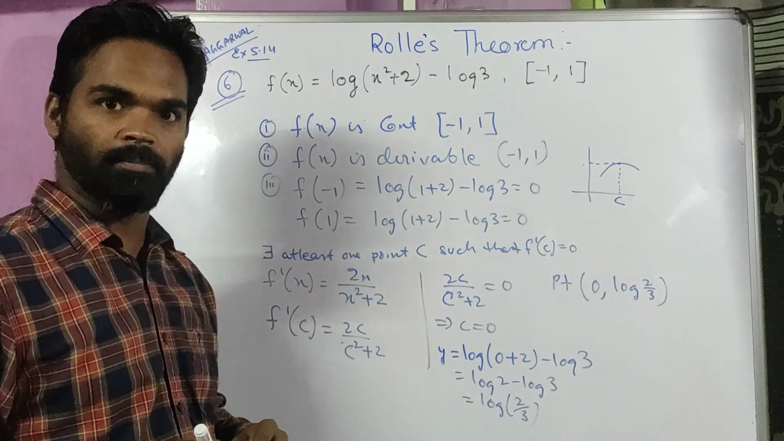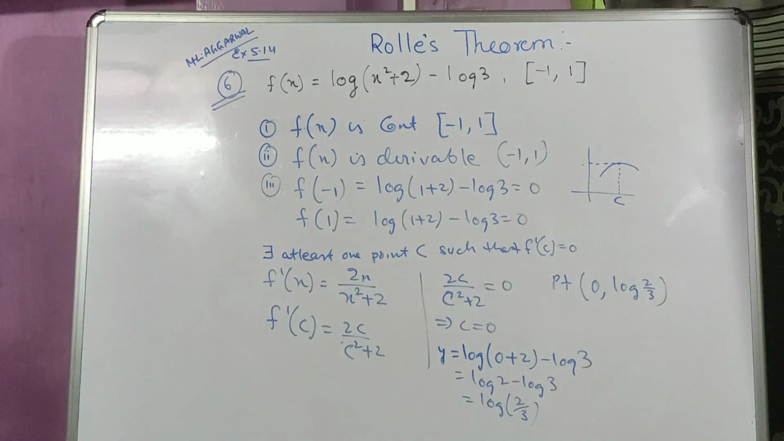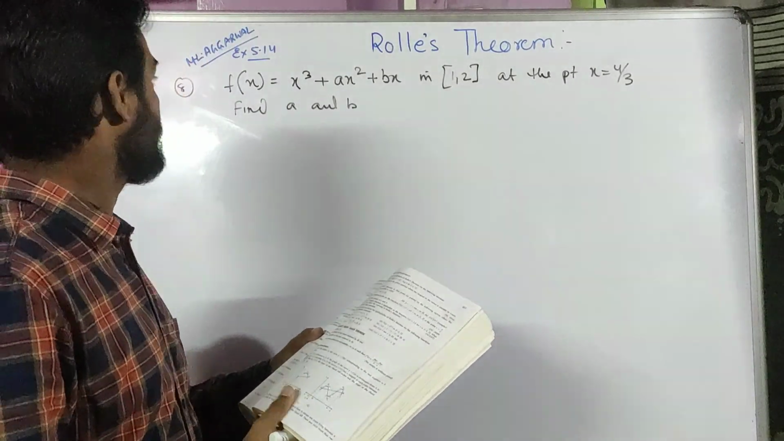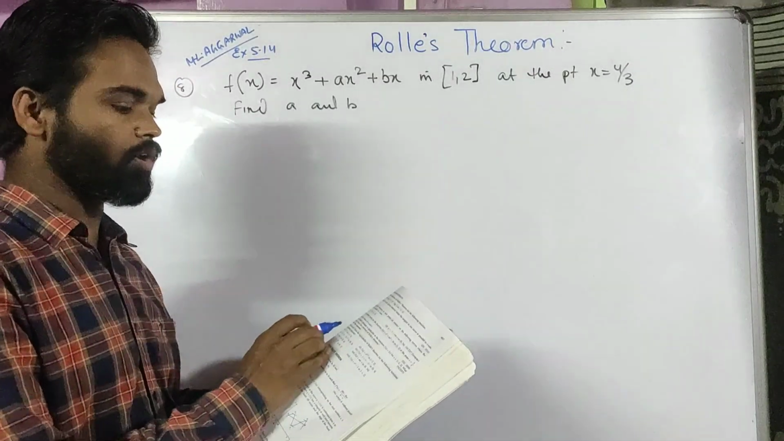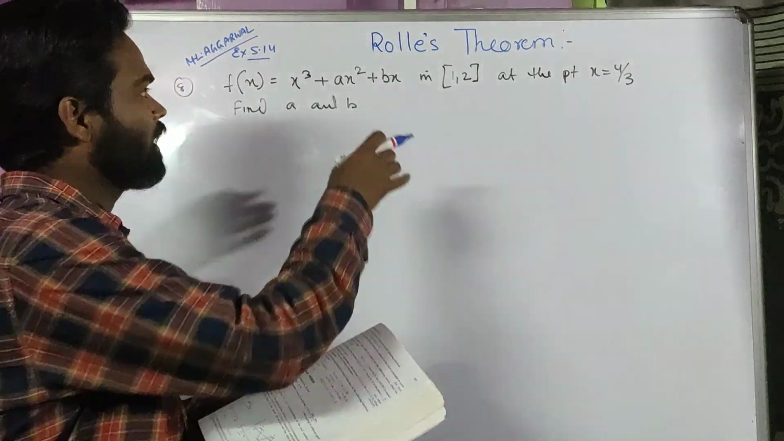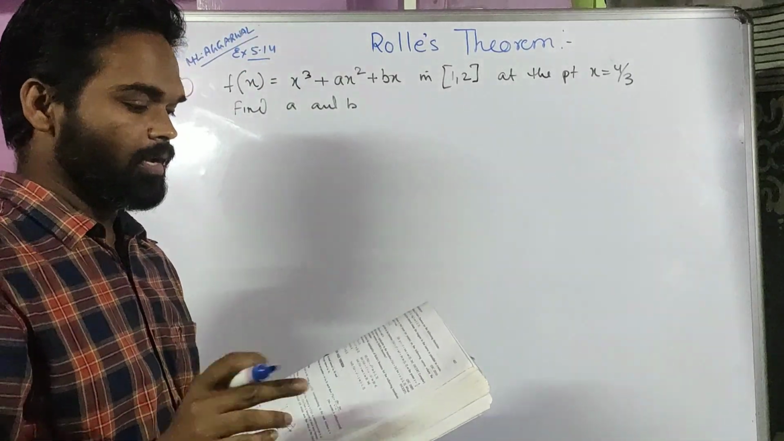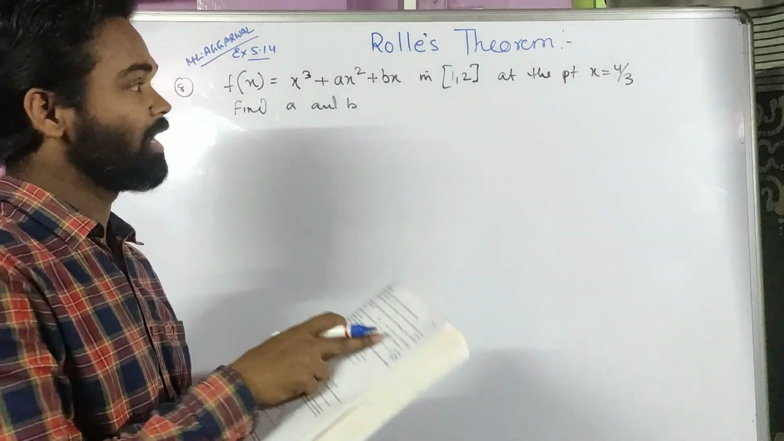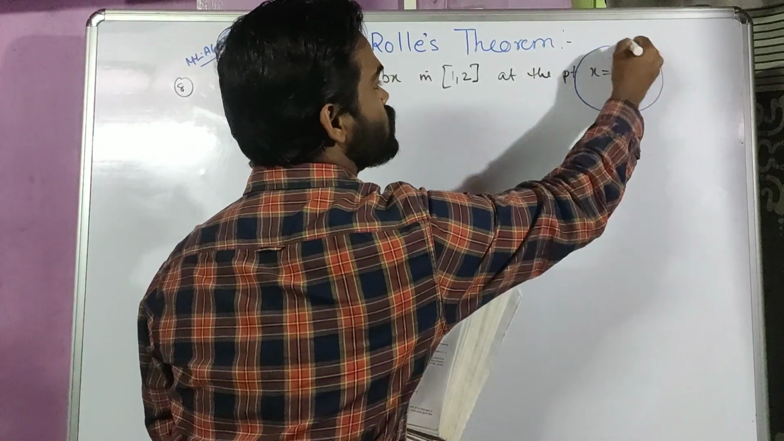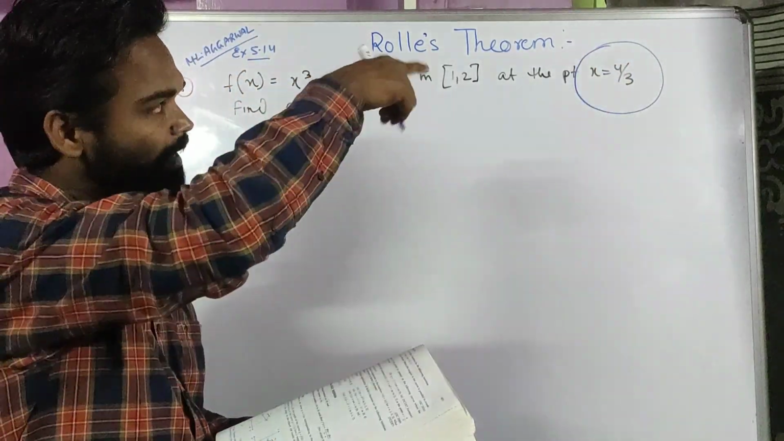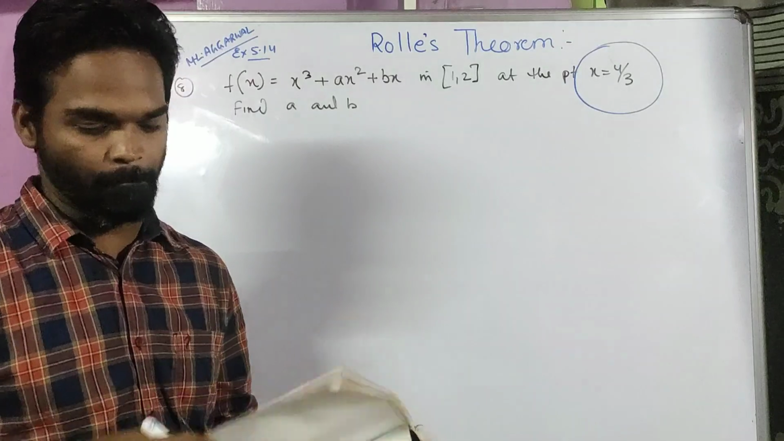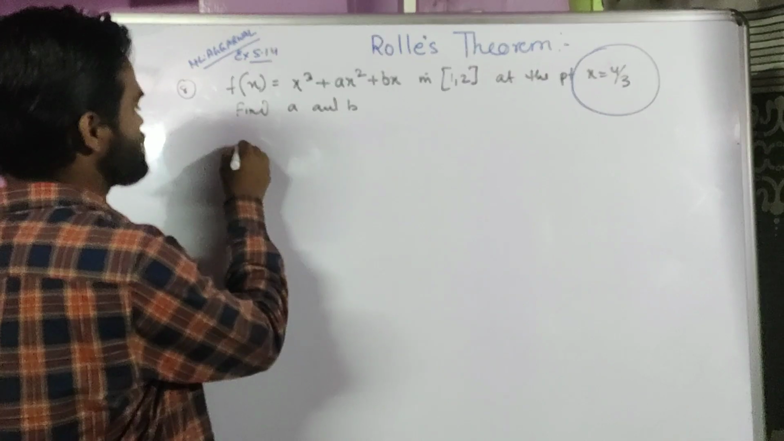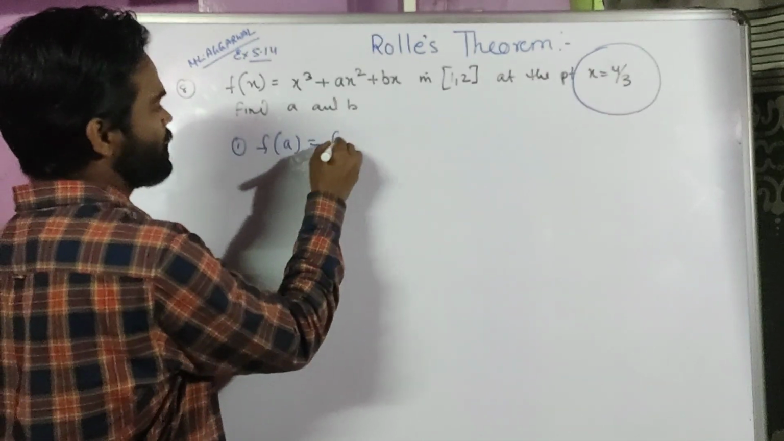Now we'll look at one more sum from this chapter. Now look at this sum. Okay, this is sum number 8 from Aggarwal. If Rolle's theorem holds for the function, they have already told that this function satisfies Rolle's theorem, f(x) equals x cube plus ax square plus bx in the closed interval 1, 2 at the point x equals 4 by 3, we used to find c. That point is given, okay? Find a and b. Now, we already know that Rolle's theorem is verified. So, can we say f(a) equals f(b)?